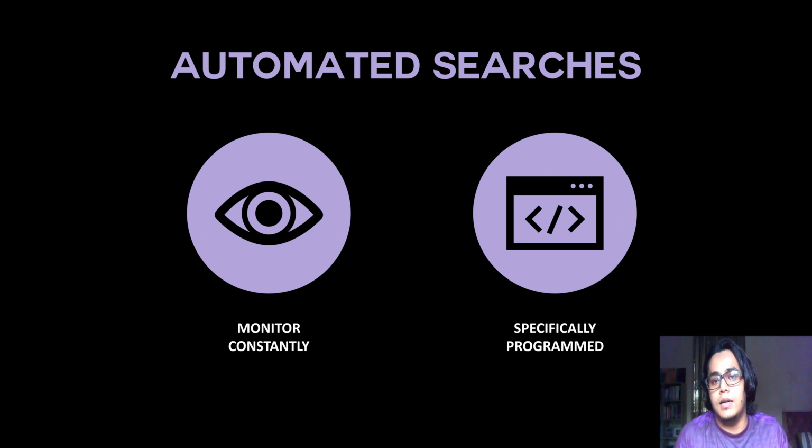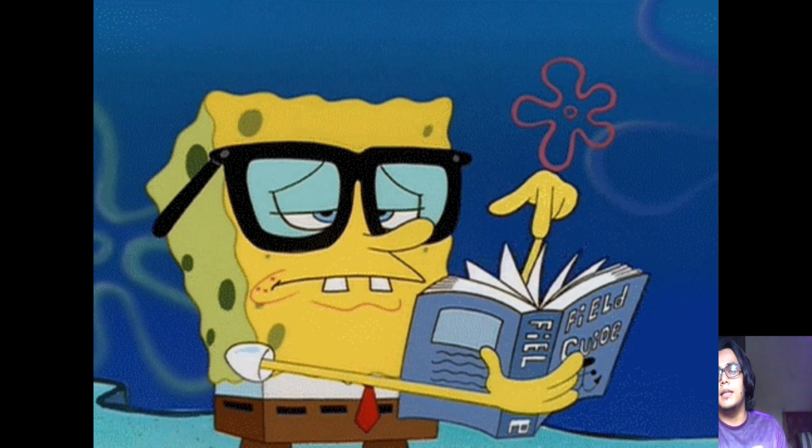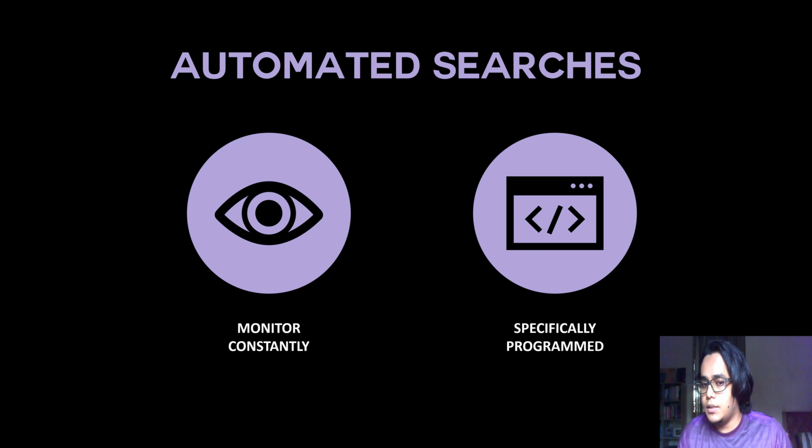Next, automated searches, which can monitor constantly and are less likely to miss suspicious activity. Then, they can be programmed to only look for what is covered in a warrant.